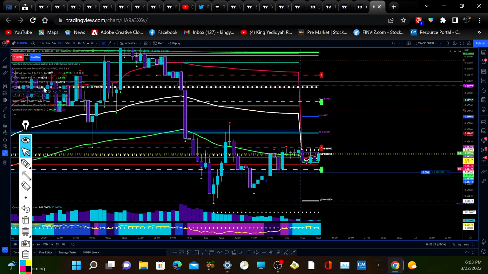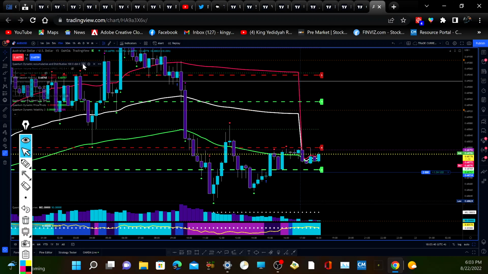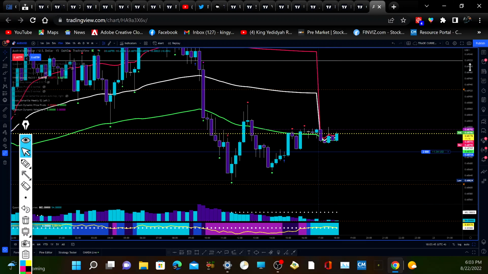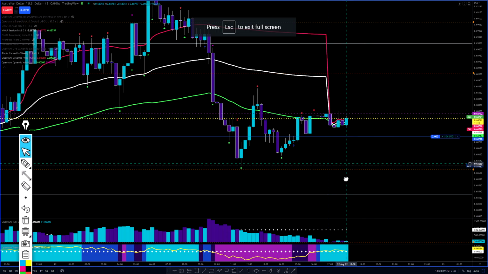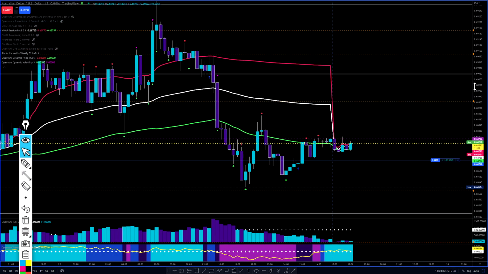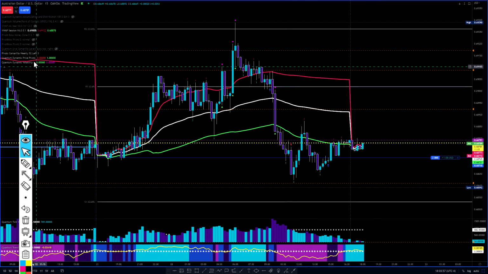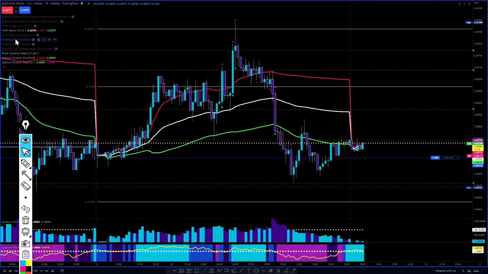Take off the cams, the flow pivots, the money zone, session VWAP, and VPOC, and accumulation distribution. All right, so make this bigger. All right, so what do we have left? That's the weekly cameraless, right? So let's see.